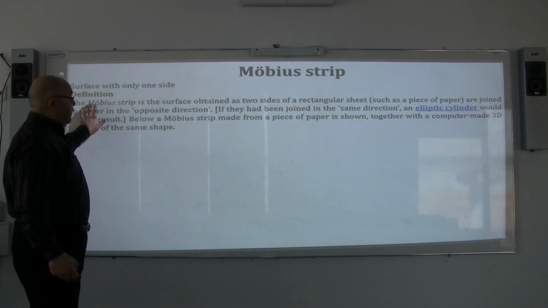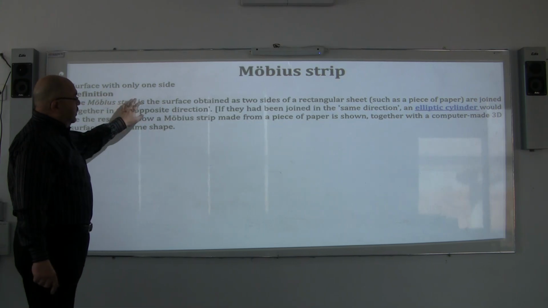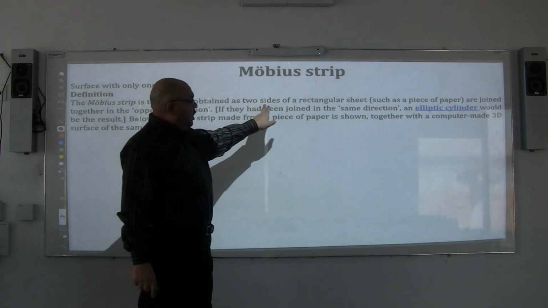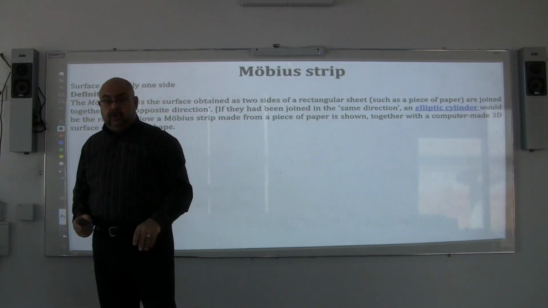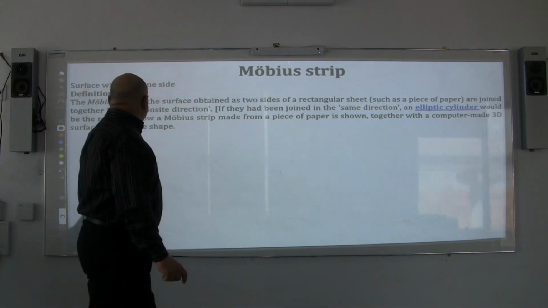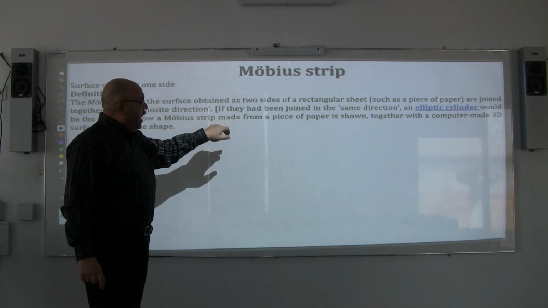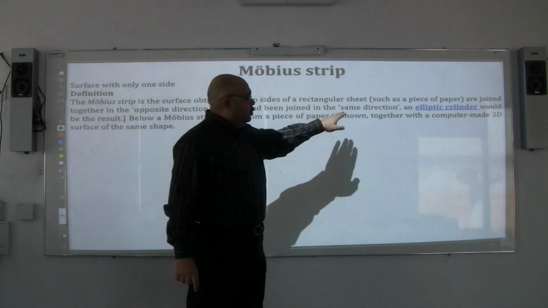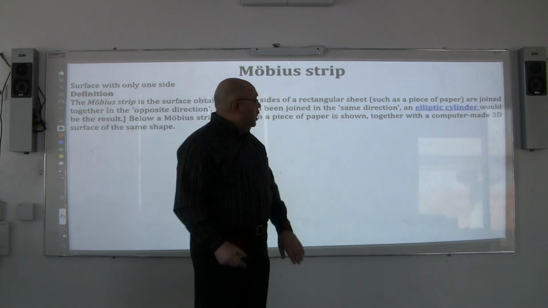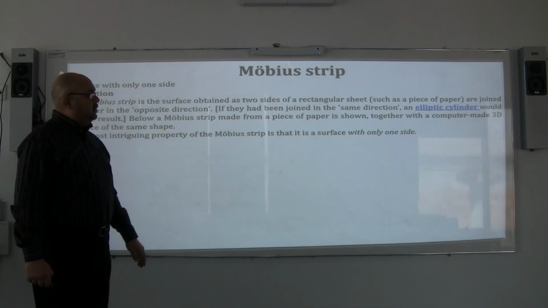So once more, after we saw this, and you will see a couple of photos here, the Mobius strip is the surface obtained when two sides of a rectangular sheet, such as a piece of paper, are joined together in the opposite direction. If they had been joined in the same direction, it would be an elliptic cylinder, as we saw just seconds ago.